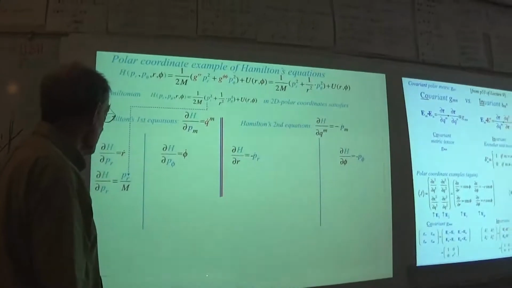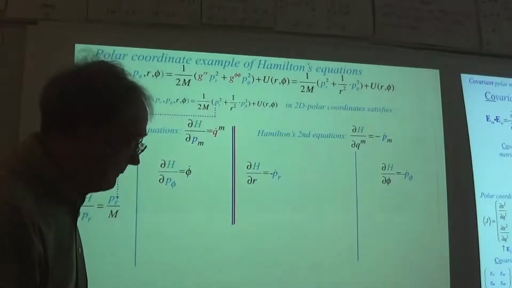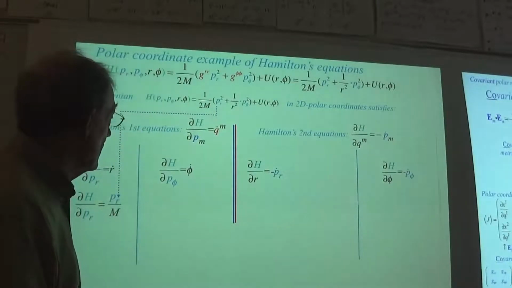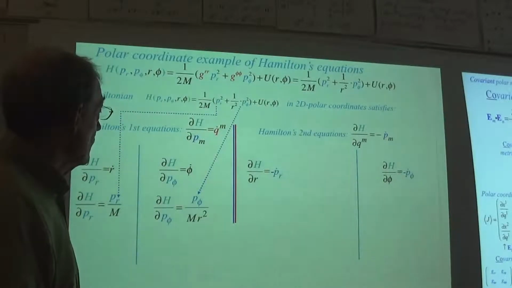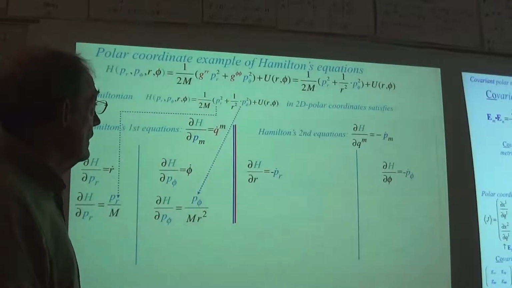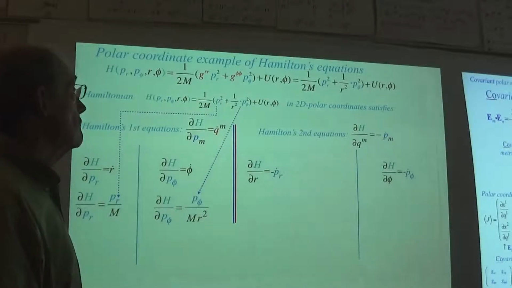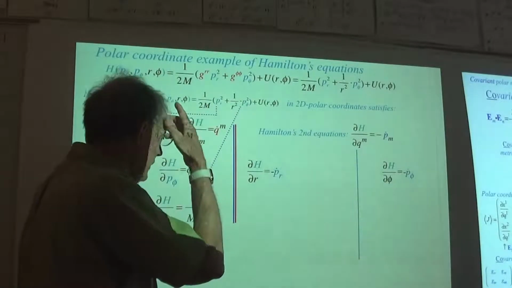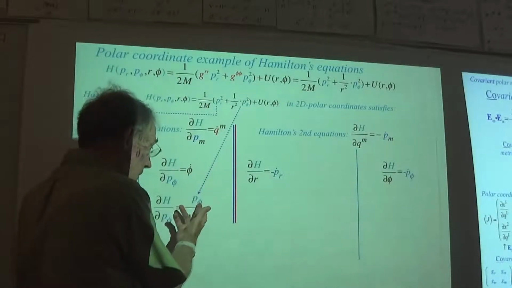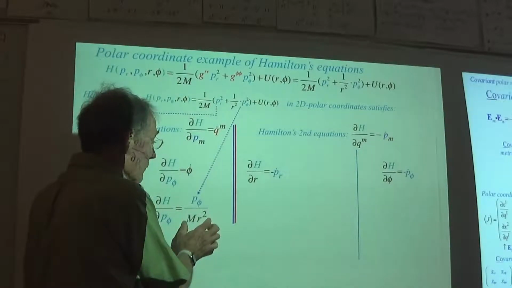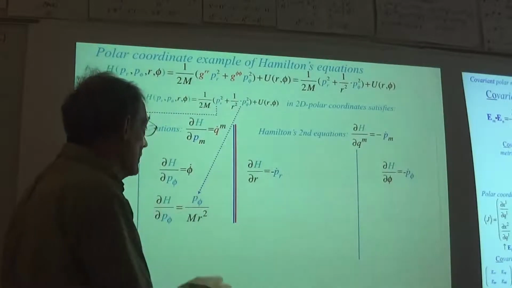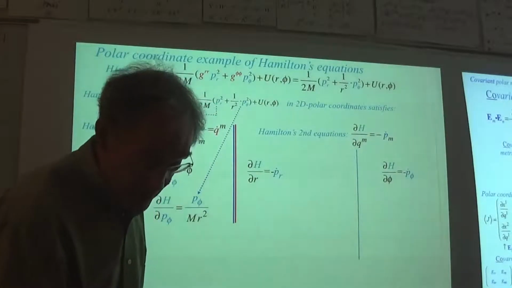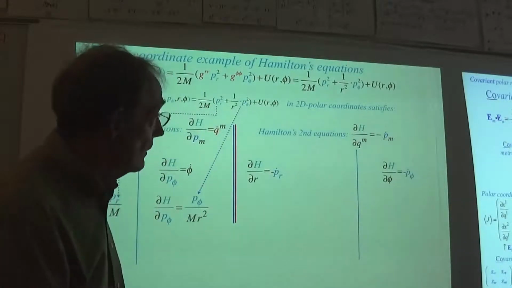2 cancels the 2, leaves me with momentum divided by m. Well, okay, that's fine. Next step here, partial with respect to p phi, right there. Also not so bad. 2 cancels that, 2 leaves me with the angular momentum divided by, well, rotational inertia. So we're getting some of the things that the Lagrangian gave us immediately. It's coming up immediately here.